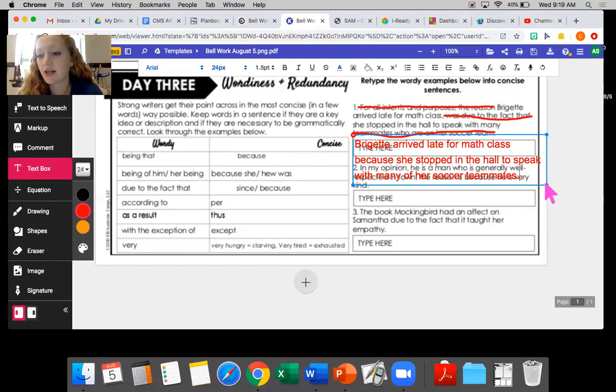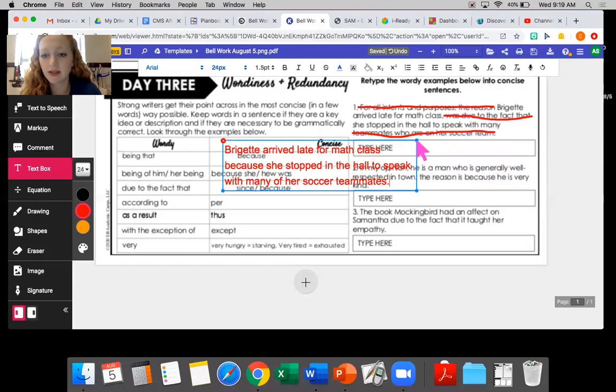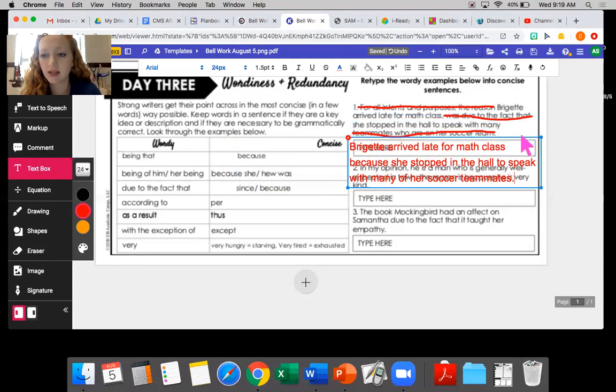And I'm going to stretch that text box out so that we can see number 2. And it won't stretch that way, so I'll stretch it the other way. Give me just a second.